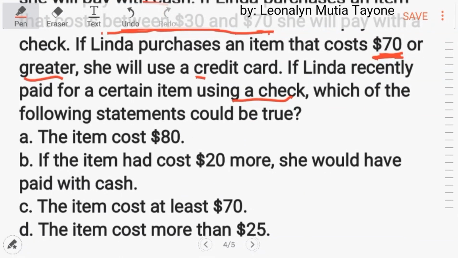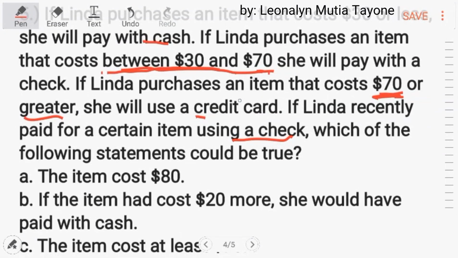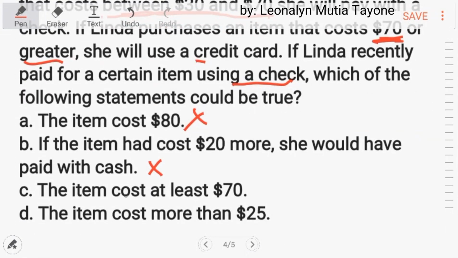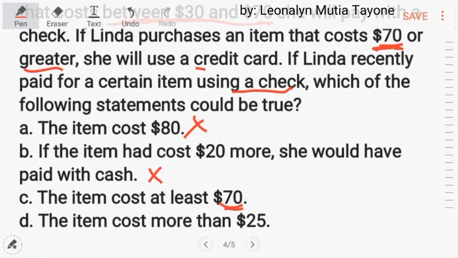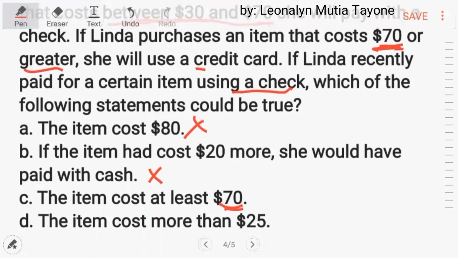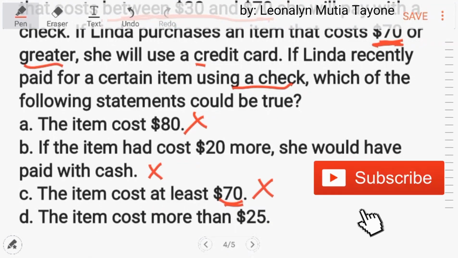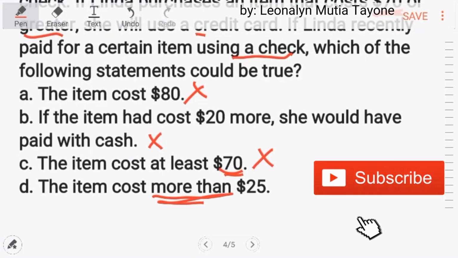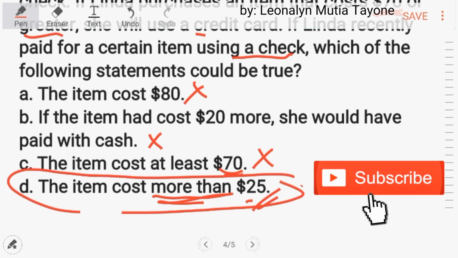A. The item cost 80. 30 to 70 dapat, mali yan. If the item had cost 20 more, she would have paid with cash. Hindi rin, 30 to 70. If the item cost at least 70, she will use credit card, so mali din yan. The item cost more than 25. Kaya 25 yan, yan yung tamang sagot.